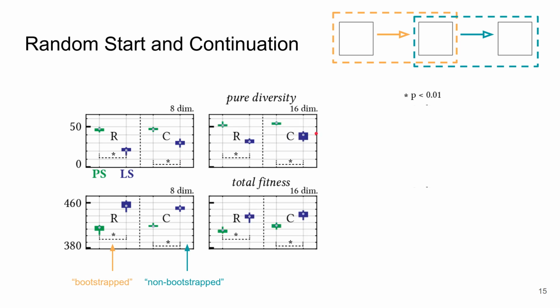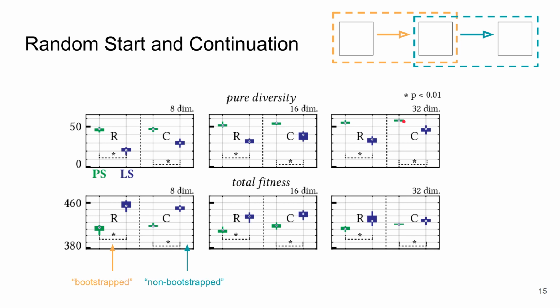We did this for 16 and 32 dimensions, and as you can see, the trend continues, but the difference of diversity between PS and LS in a continuation case gets a little bit closer together, although there's still quite a significant difference, and parameter search still has a higher diversity than the latent search. You see the vice versa, the same trend we saw before, for fitness in the 16 and 32 dimensional cases, although the fitness in the 32 dimensional cases becomes quite similar. But there's still a significant difference.